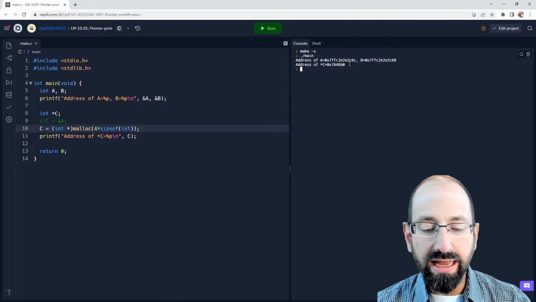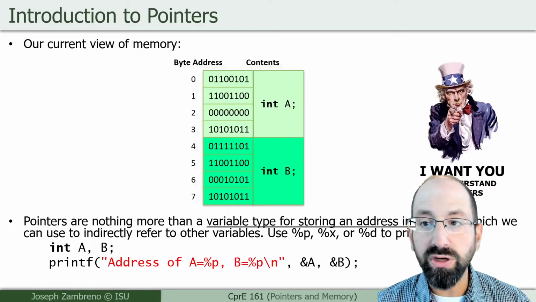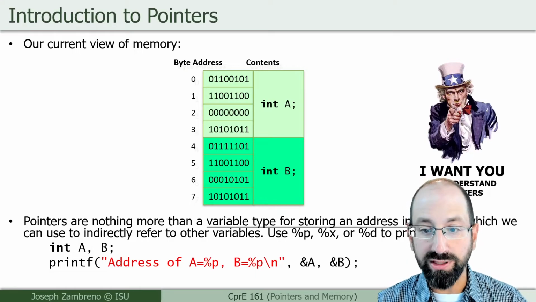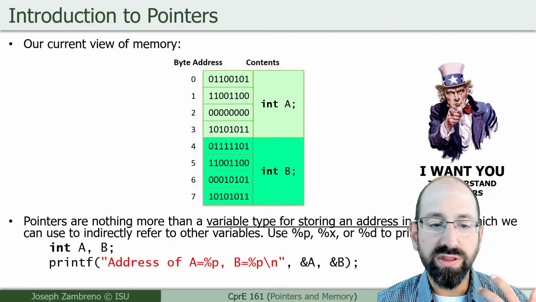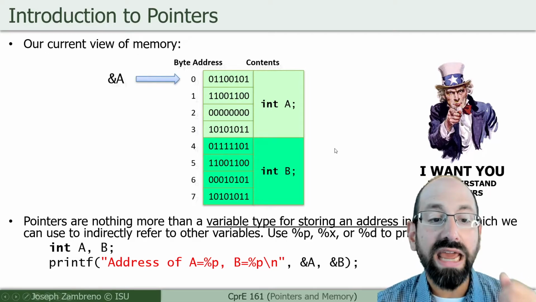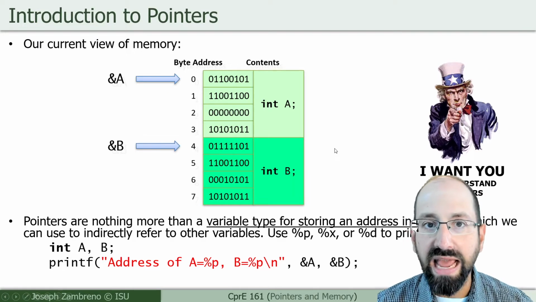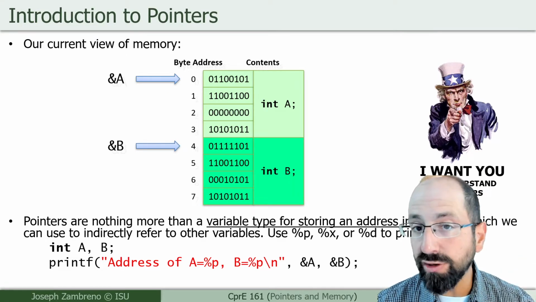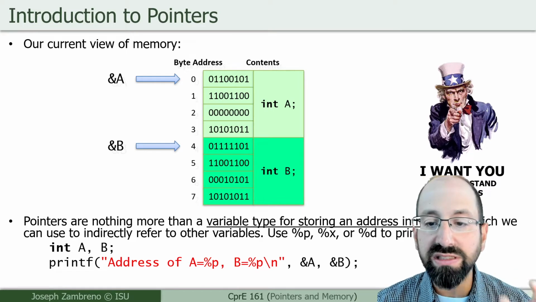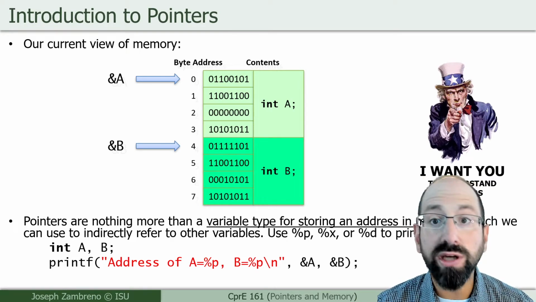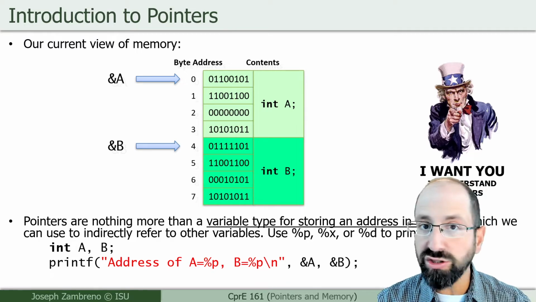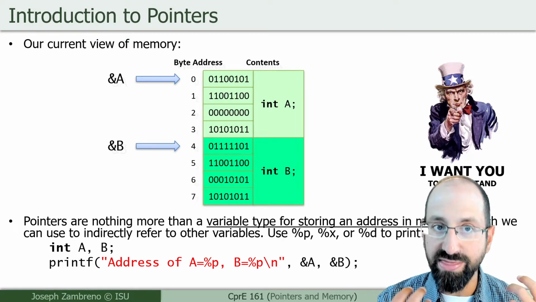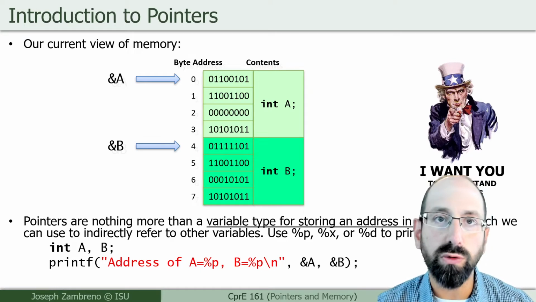So again, not to belabor the point too much, but frankly, this is the major point of working with pointers. Pointers are special variables with the intention of storing a location in memory. Ampersand A is one way to get that address of a variable, but we can just separately specify a pointer variable and either explicitly assign an address or call a function that returns an address, and that is all we're using those pointers for.